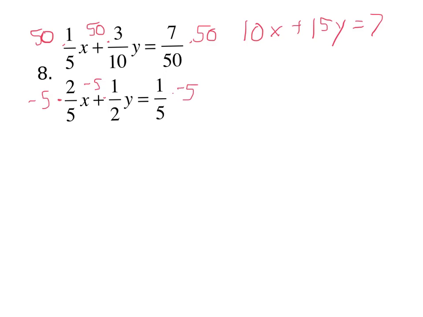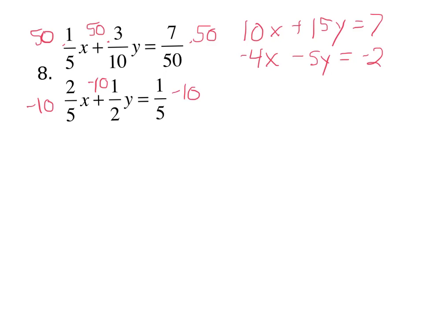So that gives me a negative 2x. Oh, I should multiply by a 10. I'm sorry. Let's rewrite that. A negative 10. Okay, so that will give me a negative 4x minus 5y equals negative 2. So now I can work with this other system of equations, which has kind of easier numbers.